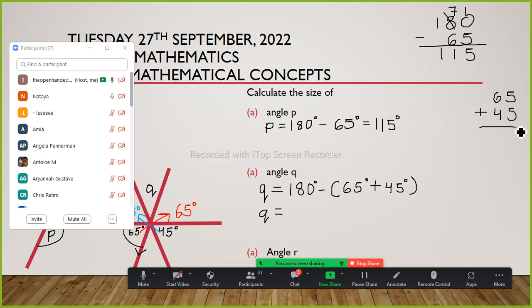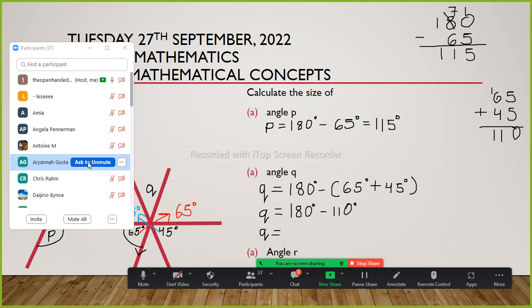All right, what is 65 plus 45? 110. All right, 5 plus 5 is 10. 6 plus 4 is 10 again. This is 11. It's going to be 110 degrees. So 180 degrees minus 110 degrees. Okay, so Q is going to be equal to what? What is 180 degrees minus 110? 70 degrees. Okay, thank you. 70 degrees.